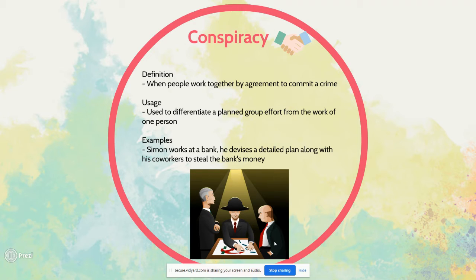In order to prove a conspiracy, those involved must have agreed to committing the crime beforehand. Otherwise, it would just be a series of independent illegal acts. An example of conspiracy is when a group of salesmen agree together to sell used cars as brand new cars.